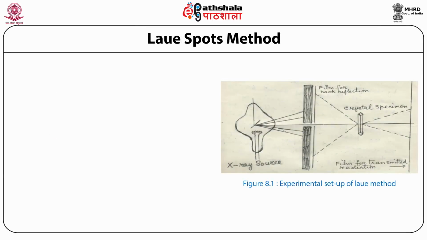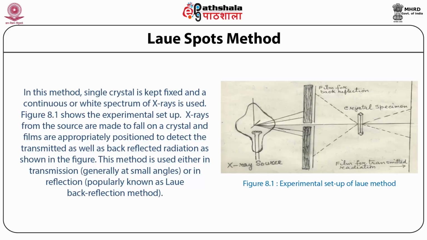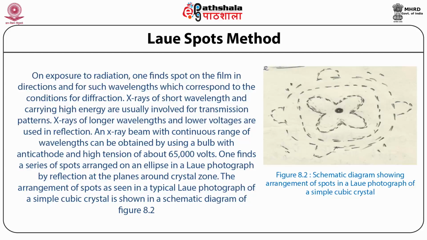Laue spots method. Figure 8.1 shows the experimental setup of the Laue method. In this method, a single crystal is kept fixed and a continuous or wide spectrum of X-rays is used. X-rays from the source are made to fall on a crystal and films are appropriately positioned to detect the transmitted as well as back reflected radiation as shown in the figure. This method is used either in transmission, generally at small angles, or in reflection, which is popularly known as Laue back reflection method. On exposure to radiation, one finds spots on the film in directions and for such wavelengths which correspond to the conditions for diffraction.